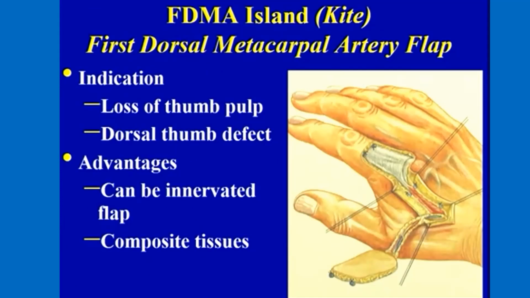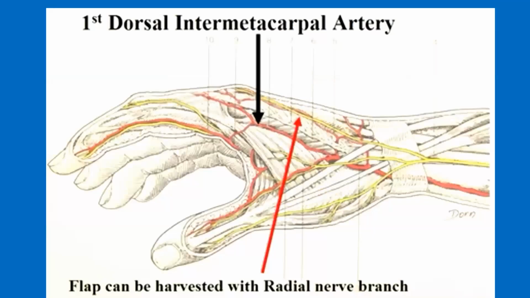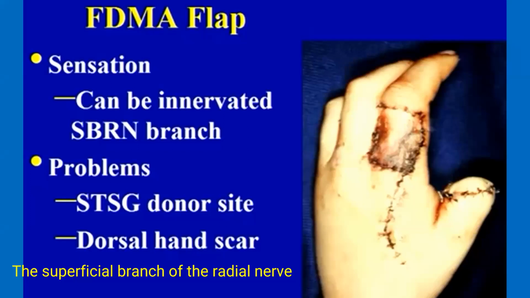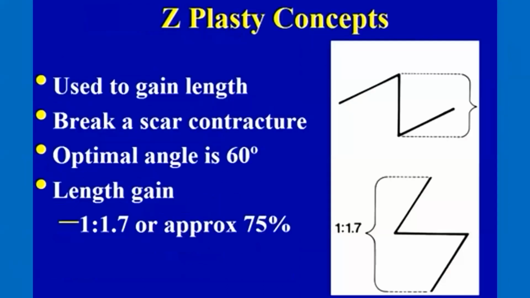You have the first dorsal metacarpal artery flap. This shows it in more detail, and you translocate it to the area of the thumb. You have to know how to do Z-plasties properly to lengthen the incision as you repair it.